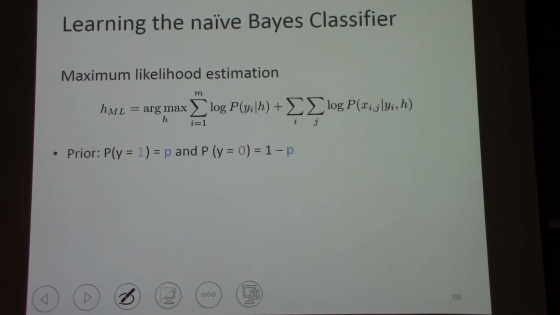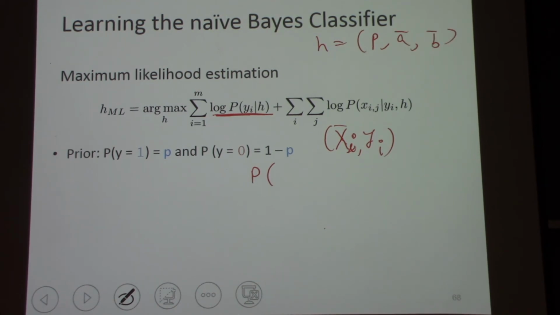So suppose you have this prior: the probability of y being 1 is p, and the probability of y being 0 is 1 minus p. And say I'm giving you a particular example, x comma y, or xi comma yi. This x is an entire vector. Now I want to use the p to replace that first term there. By the way, h is simply p, a and b. The probability of yi, I'm not going to write the h because that's just going to be a lot of writing, is either p when yi equals plus and 1 minus p when yi is minus. That's really the definition of this thing.